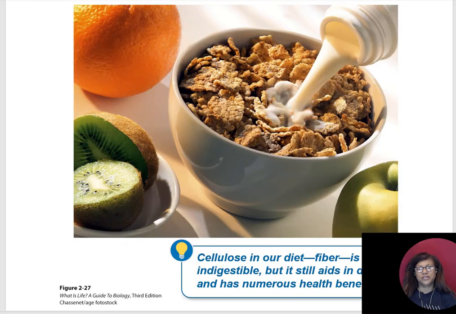Let's talk about cellulose, because you've heard of that. And if you get a product such as Benefiber or some of these high fiber nutritional supplements, what's in it is actually cellulose. Cellulose is fiber. It's indigestible. We can't digest it, but it still aids in digestion, and it has a bunch of health benefits, but it's also helping to feed the microbiome that's in our digestive tract, that's in our gut.